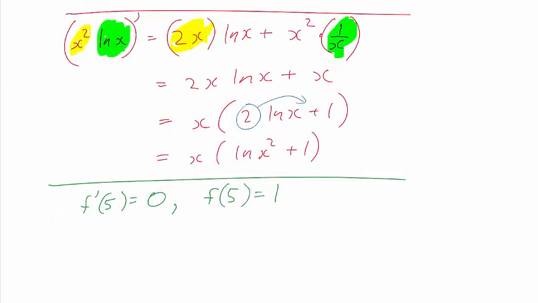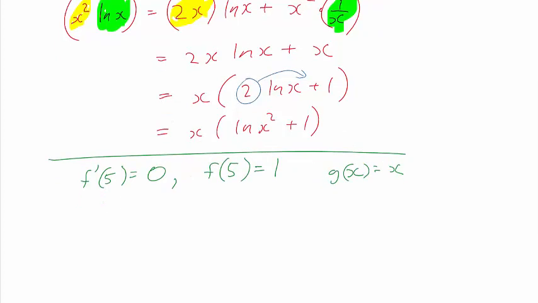So those are two things that we know. And then we know, of course, that g of x equals x. So that's all of our knowns. Now we're trying to find the derivative of f of x times g of x. And so that's simply f prime at x, g of x, plus f of x times g prime at x.